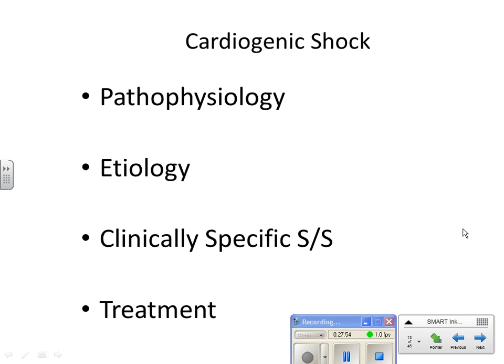Now, clinically specific signs and symptoms that you're going to see with cardiogenic shock that you're probably not going to see with other types of shock are things like JVD and lung crackles. Why? The heart's failing. So when you think of signs and symptoms of cardiogenic shock, think of signs and symptoms of somebody in really bad congestive heart failure and all the signs that go along with that. Because blood is not getting pumped adequately by the pump, it's backing up into the lungs and into the periphery.